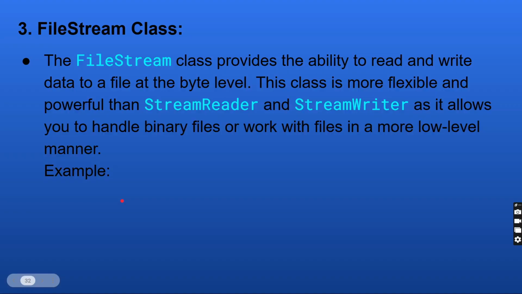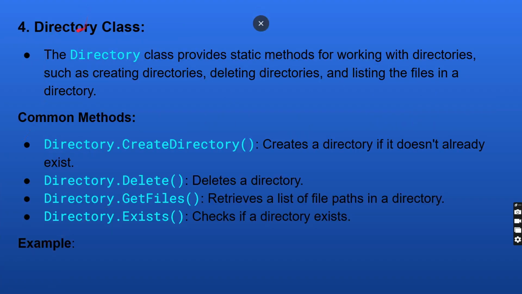Now we'll see the next one, the Directory class. The Directory class provides static methods for working with directories, such as creating directories, deleting directories, and listing the files in a directory. The common methods we use: Directory.CreateDirectory creates a directory if it does not already exist. Here directory means, just remember, it's a folder. Directory.Delete deletes a directory. Directory.GetFiles retrieves a list of file paths in a directory. Directory.Exists checks if a directory exists.